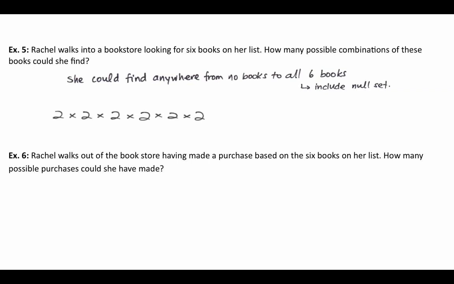And so basically, our first book, find it, not find it. Our second book, find it, not find it. Our third book, find it, not find it. And so on and so forth. We get 2 to the power of 6. We have 64 different combinations of these books that she could find.